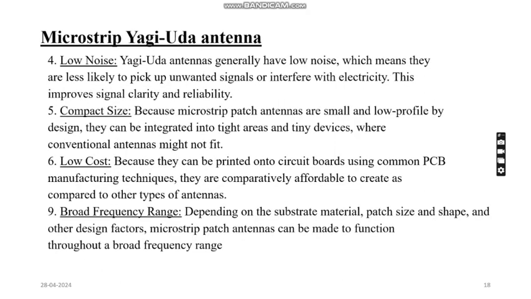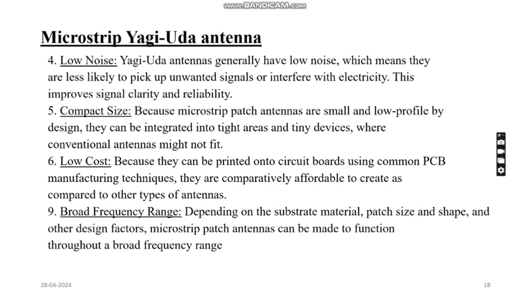Next, it has low noise. Outdoor antennas generally have low noise, which means they are less likely to pick up unwanted signals or interference with electricity. This is why we improve the signals and clarity of the signal. Compared to others, the Yagi-Uda has a simple design and is not complex. It has a small patch and low profile design. It is intended for tight areas and tiny devices.